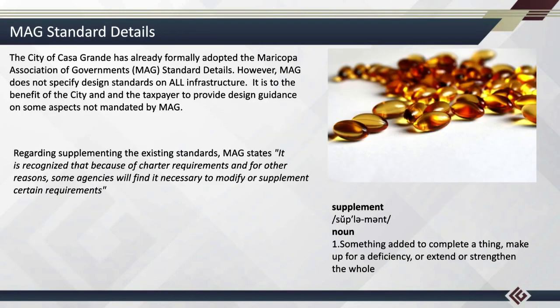So the City of Casa Grande already adopted the Maricopa Association of Government standards in City Code. MAG has stated that agencies, we're not a MAG member agency, but agencies that have adopted their standards are able to supplement as needed. I included a picture here of supplements and a dietary suggestion. And it's the same thing, right? We're not looking to change everything. We're just looking to add to our diet, if you will, of what we use in our construction tools.